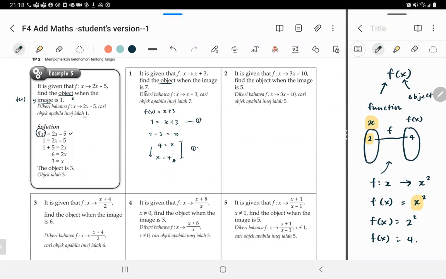Very easy. Okay, got the answer for number 2 already. So here you write f(x) equals 3x minus 10, and then 5 equals 3x minus 10. So 5 plus 10 equals 3x, 15 equals 3x, x equals 15 over 3, so 5.